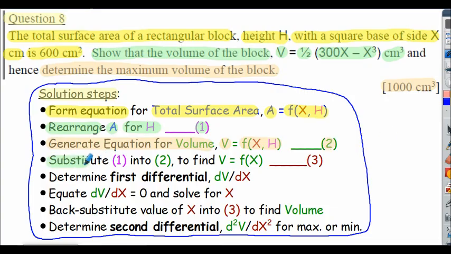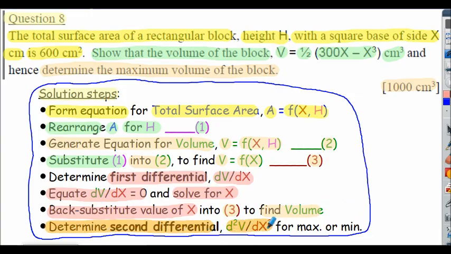We need to then substitute equation 1 above into equation 2 to find the volume, but this time purely as a function of x. Label equation 3 for reference. We then need to determine the first differential, dV by dx. We need to equate dV by dx to 0 and solve the resulting equation for x. Then we need to back substitute the value of x into equation 3 above to find the volume. And finally determine the second differential, d2V by dx squared, to find if this is a maximum or minimum volume.